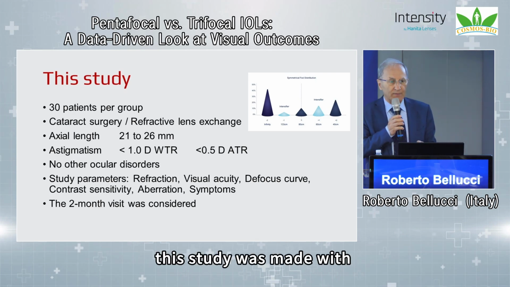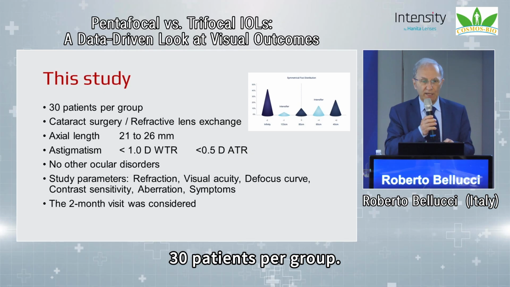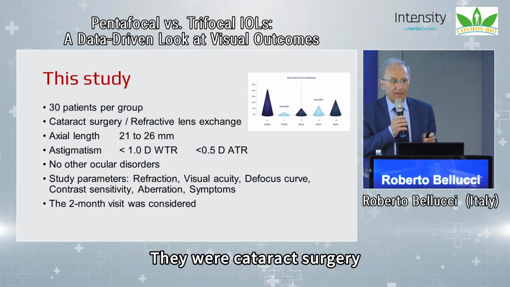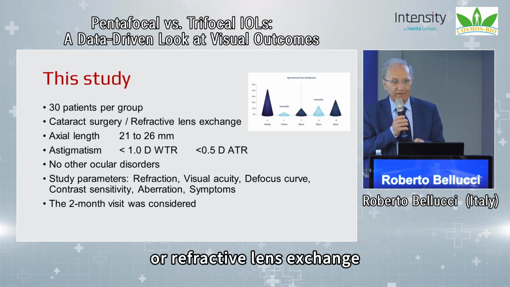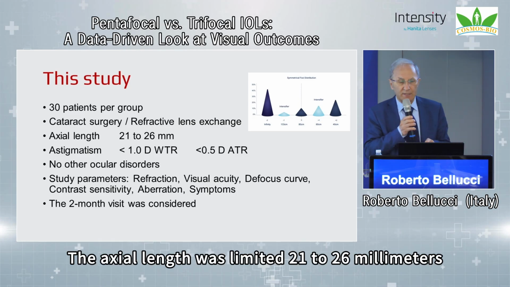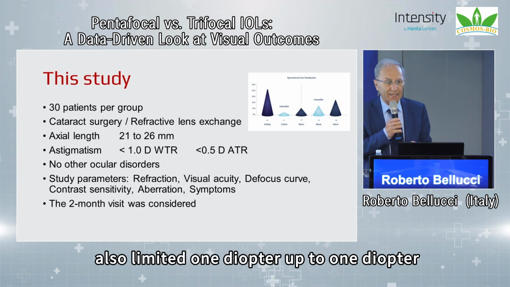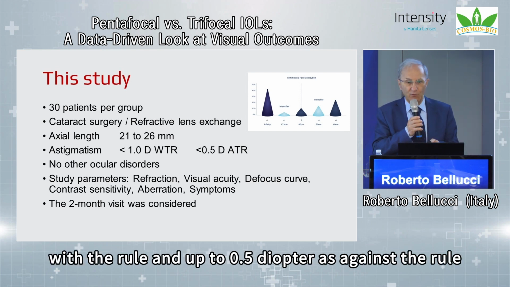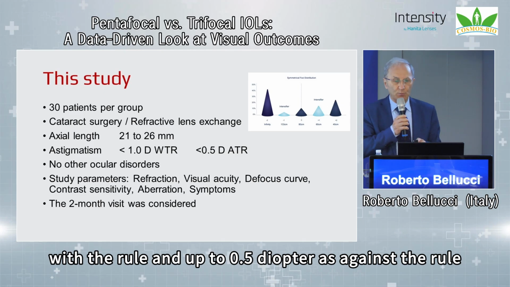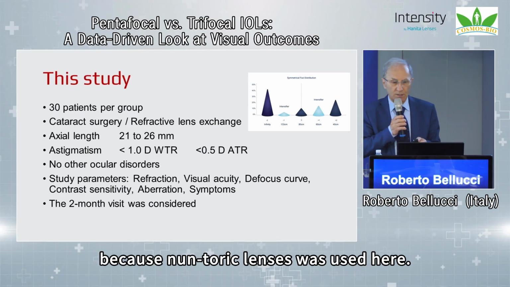This study was made with 30 patients per group. They were cataract surgery or refractive lens exchange patients. The axial length was limited, 21 to 26 millimeters, and astigmatism was also limited: up to 1 diopter if with the rule, and up to 0.5 diopter if against the rule, because no toric lenses were used here.